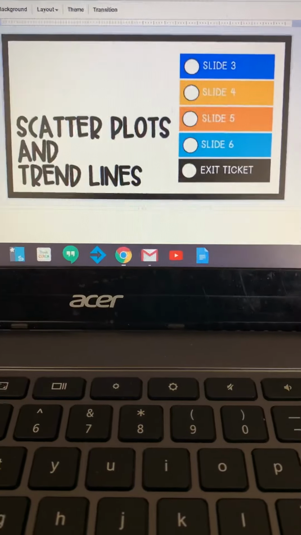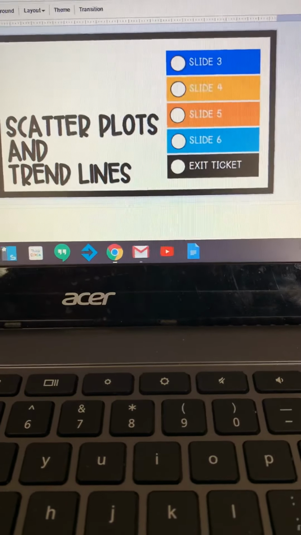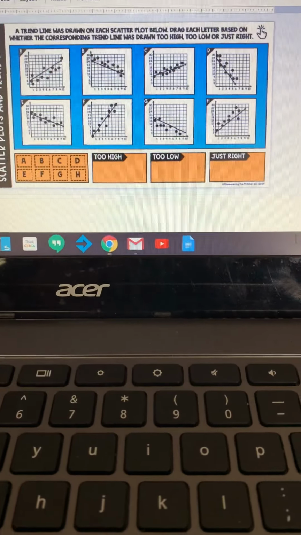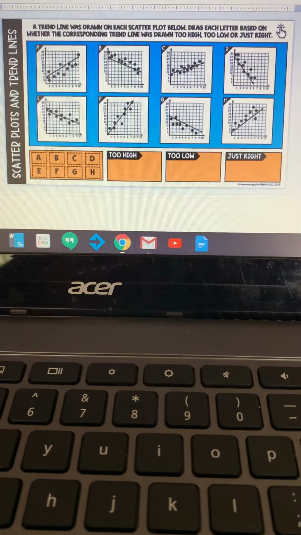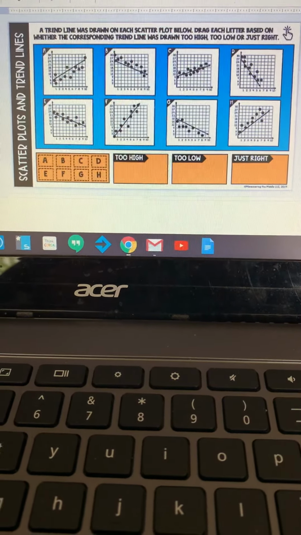Right, this is a quick overview for slides number 10 because you were confused, Connor. So for this one, these are going to talk about trend lines, meaning: is your regression equation too high, too low, or just right?